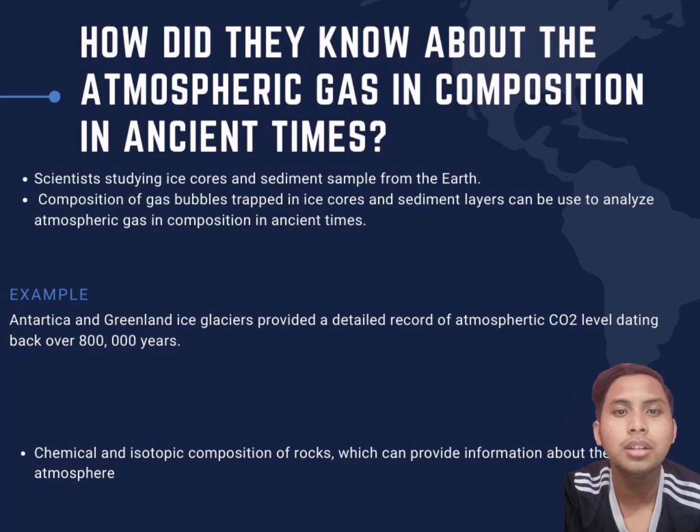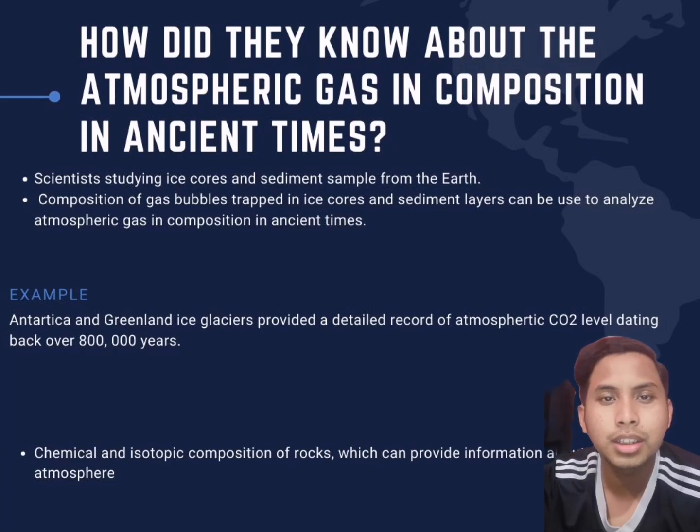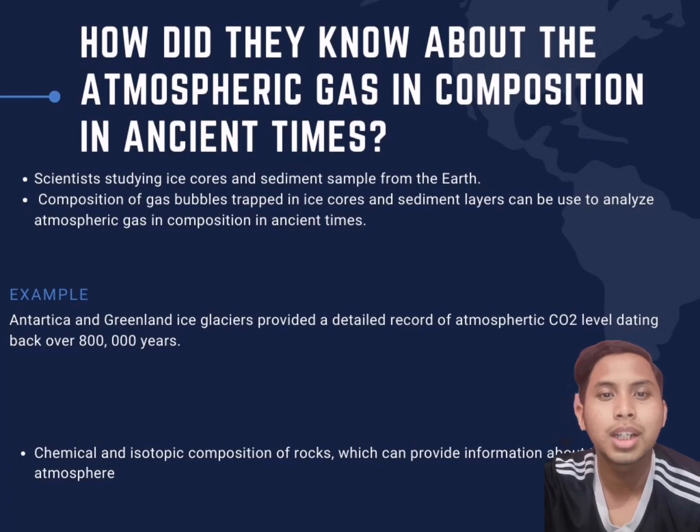The ice cores also allow scientists to study the simultaneous changes that occur in Earth's climate and the condition of the planet. Additionally, scientists have used various techniques to study the chemical and isotopic composition of rocks, which can provide clues about the composition of the atmosphere in ancient times. For instance, the presence of certain types of isotopes within rocks can indicate the concentration of gases like carbon dioxide or oxygen in the atmosphere at the time the rock was formed.